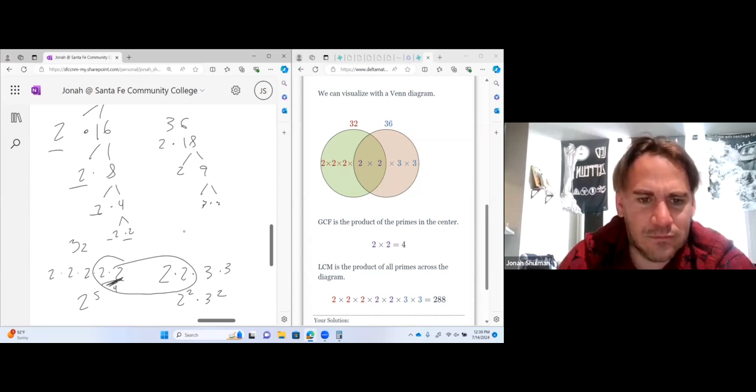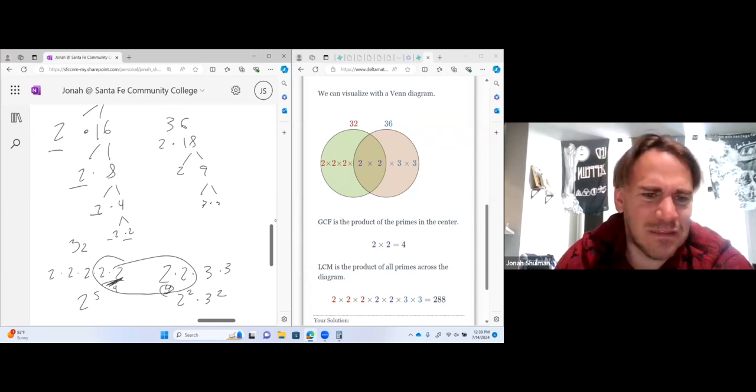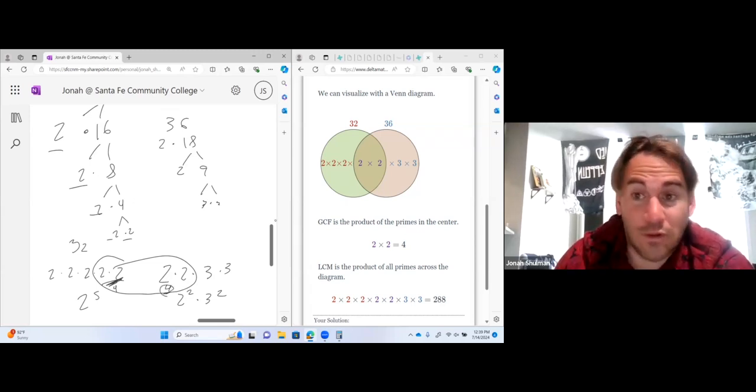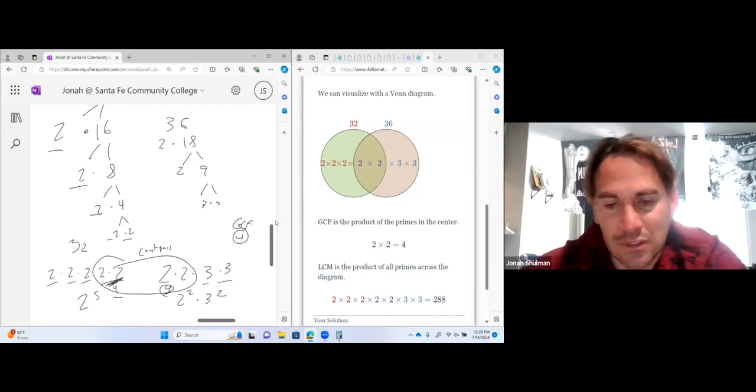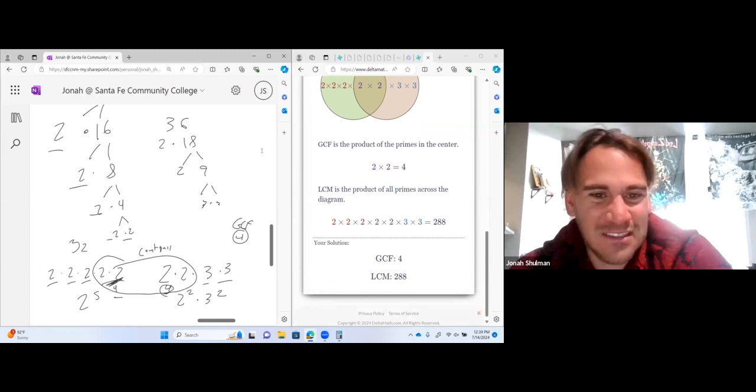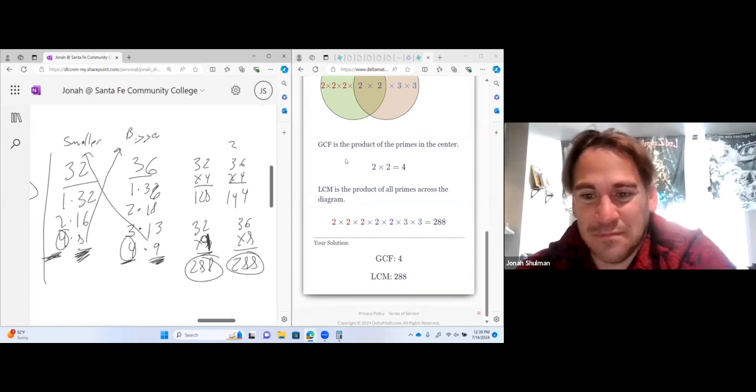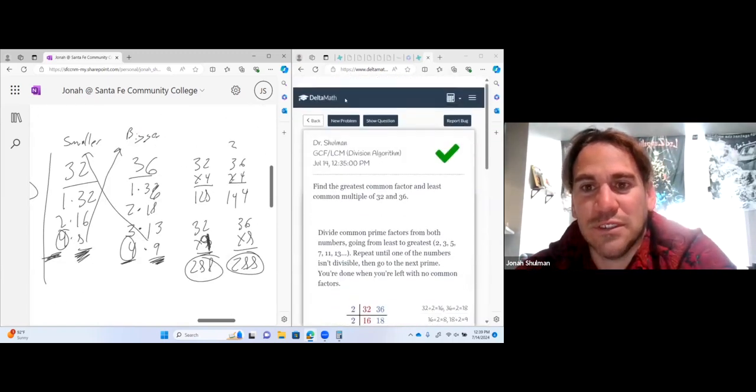Four. So it's a matching of 4. I like that there's a 4 that matches on both sides. So that would be your GCF. I've never seen it done this way. And then if we multiply them all together, but this matches, so you only have to count once: 2 times 2 times 2 times 4 times 3 times 3 is 288. Still like my way better. I don't know why. But cool, we did it.